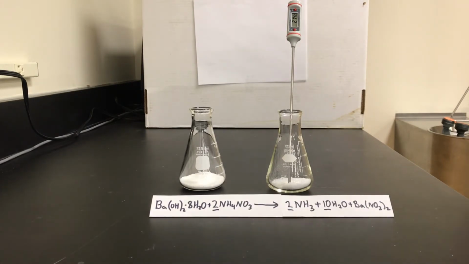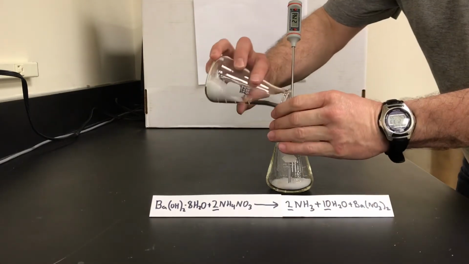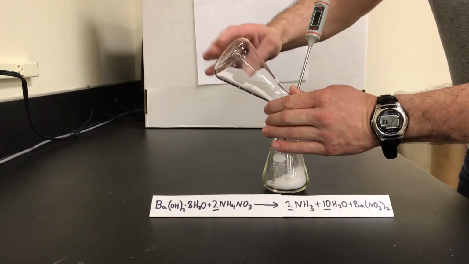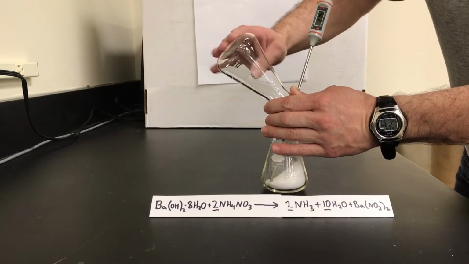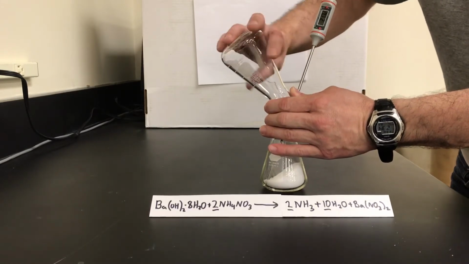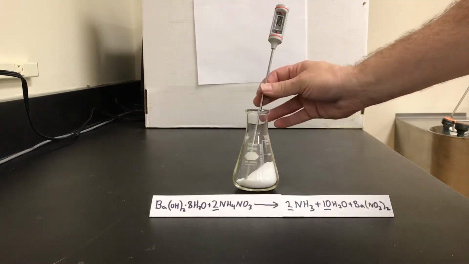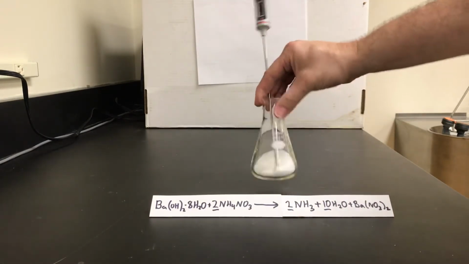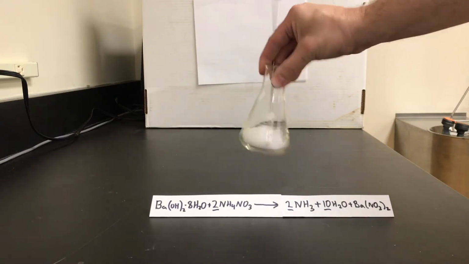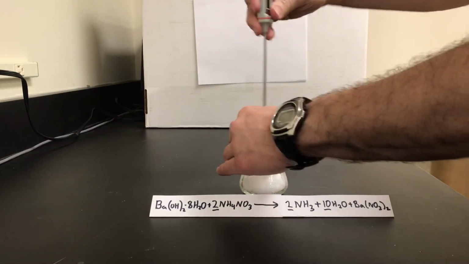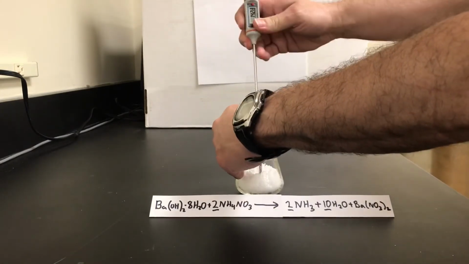So let's get started. We will pour one reactant into the other one. And we'll need to try to mix this a bit. Do a little agitation to get the reaction going. And then we'll see what happens. Maybe we can use the thermometer to help us out a little bit.